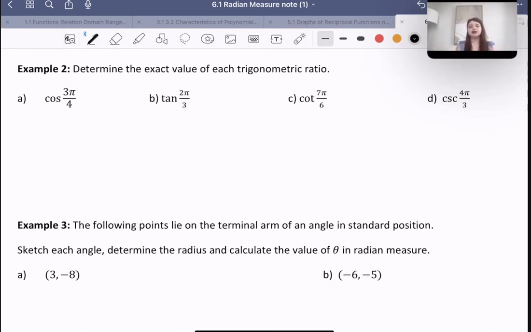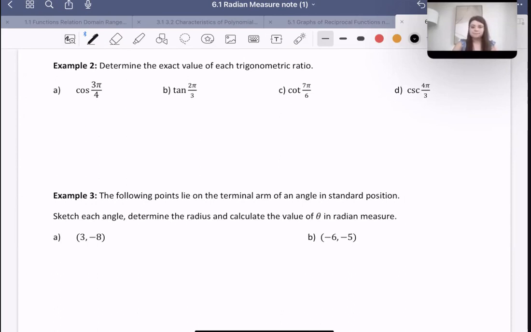Giving the exact value means we're just going to leave things in with square root signs or with pi or whatever it happens to be. Anything that we would have to approximate, we're just going to stop there and not approximate it because they want an exact value. Okay, so with that in mind, let's figure out the exact values of each trigonometric ratio, or the non-rounded values.